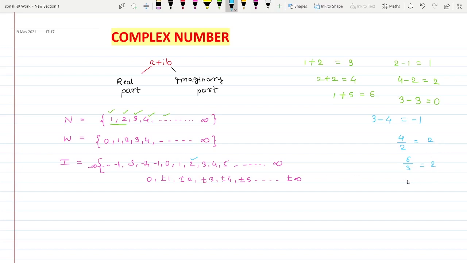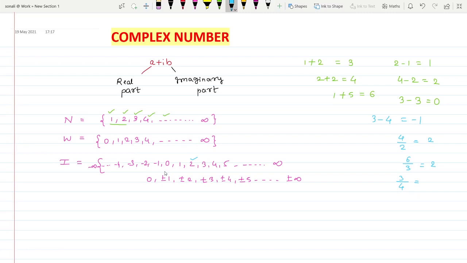But if it is not a complete division, meaning if it is 3 by 4, this is not a complete division, this is a fraction. But this fraction does not belong to this set. Do you all get it? Okay.